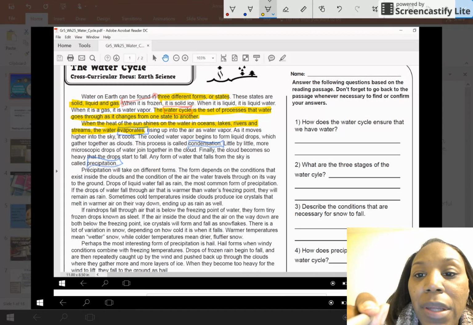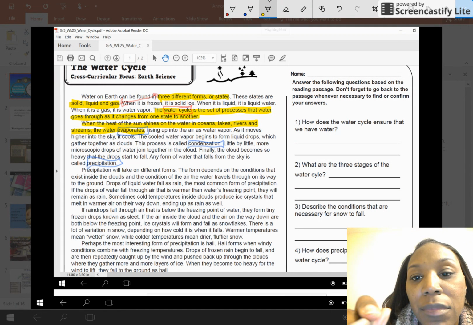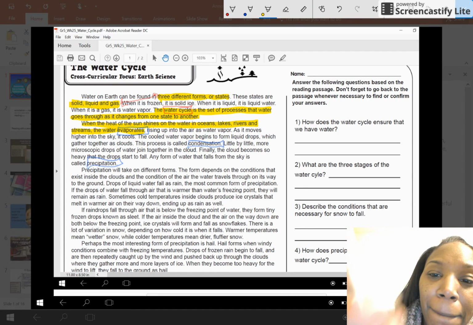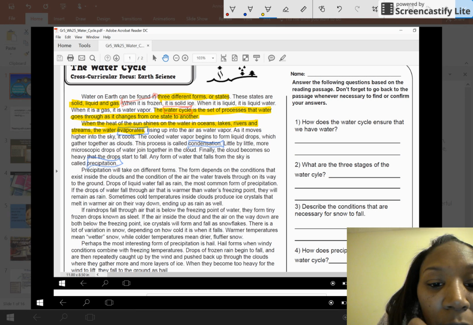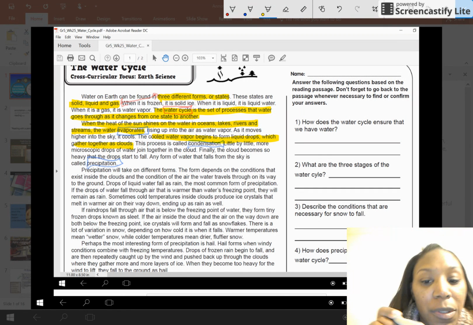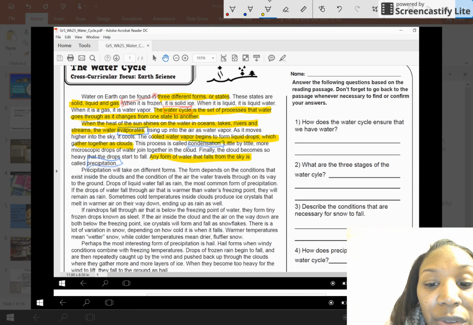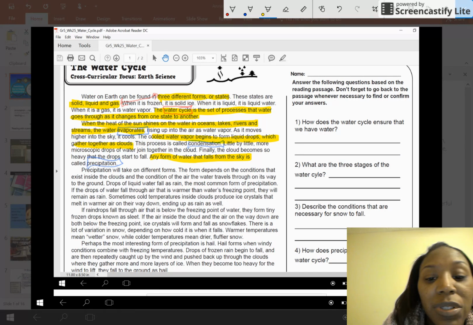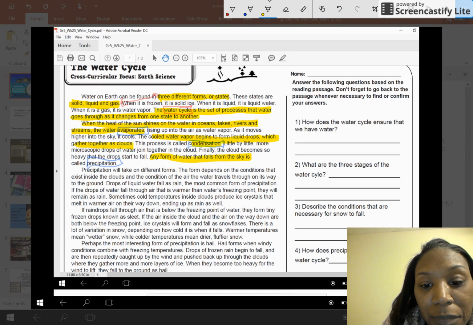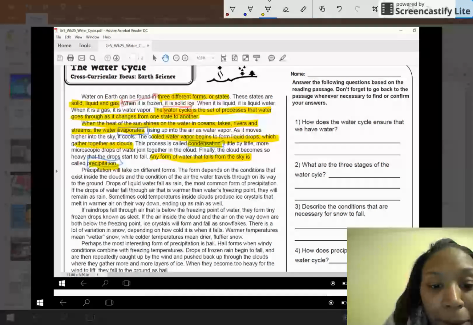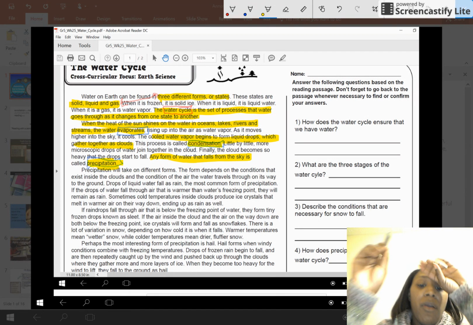So now let's go back to our highlighter. See if it'll let me choose a different color. No. Okay, so for condensation, cooled water vapor begins to form liquid drops, which gather together as clouds. That's going to be condensation. Any form of water that falls from the sky is precipitation. All right, so that's just to give you an idea.